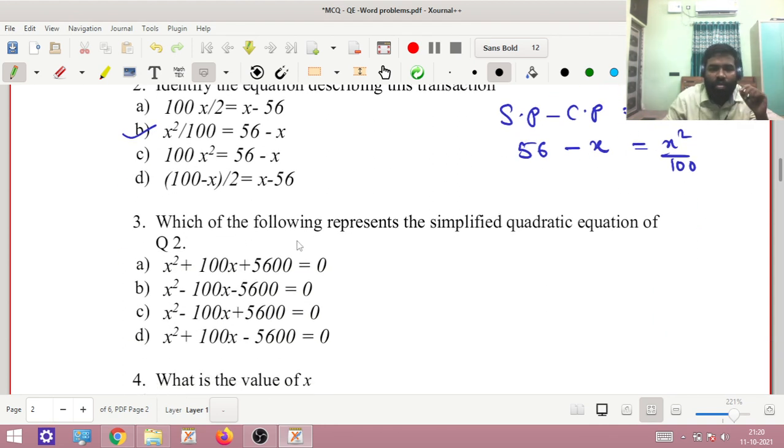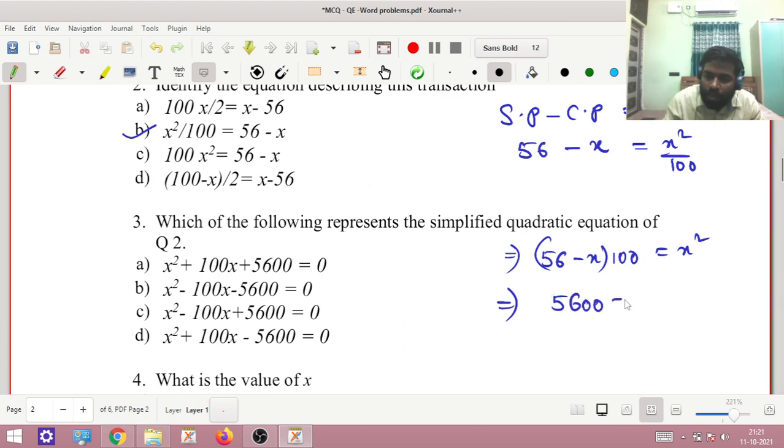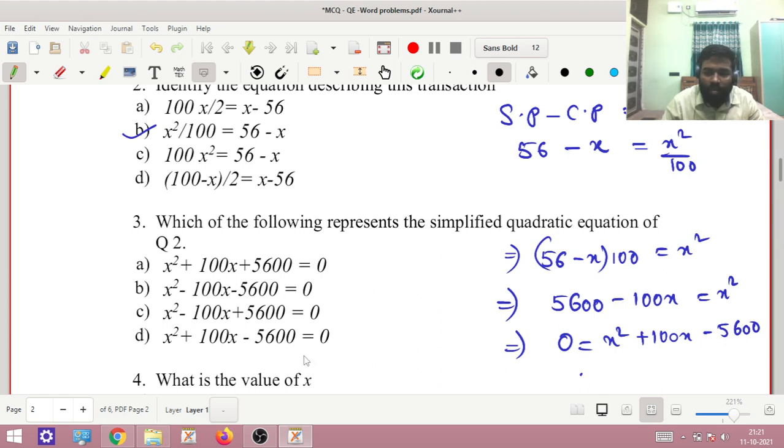Now the next: which of the following represents the simplified quadratic equation of the previous question? What will be the simplified form? You can cross-multiply by 100, and you'll get 56 minus x multiplied by 100 equal to x square. This gives 5600 minus 100x equal to x square. Taking everything to one side, you get 0 equal to x square plus 100x minus 5600. The last option is correct.